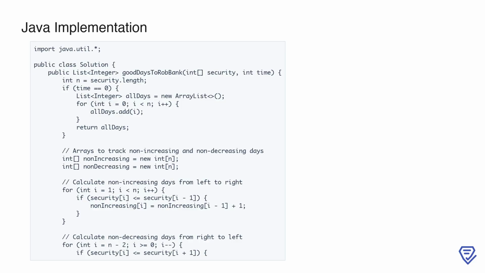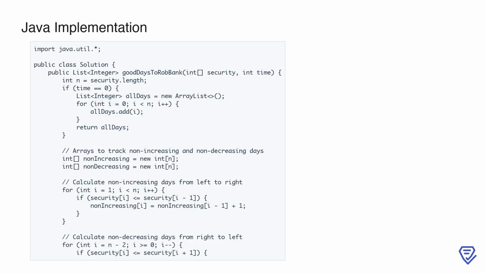Next, we introduce 2 arrays, non-increasing and non-decreasing, to help track the number of consecutive days where the security values are non-increasing or non-decreasing. These arrays will allow us to efficiently check the required conditions for each day. We then calculate the non-increasing array by iterating from left to right. If the current day's security is less than or equal to the previous day's, we increment the value in the non-increasing array.